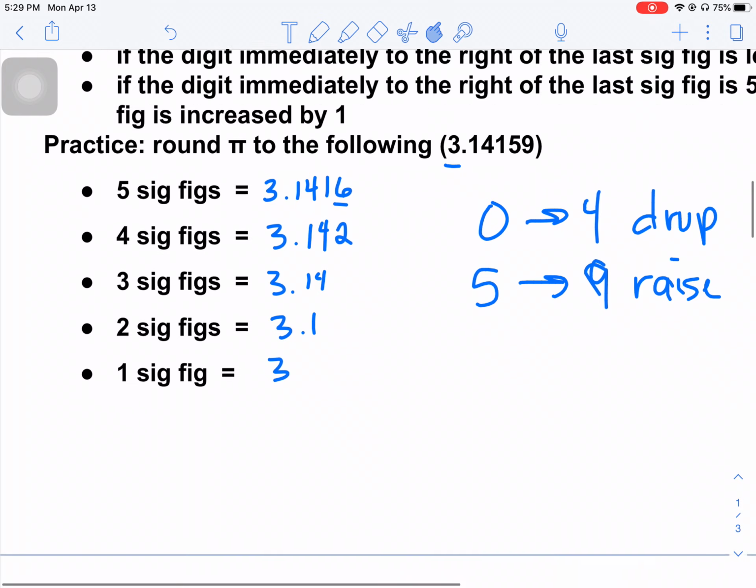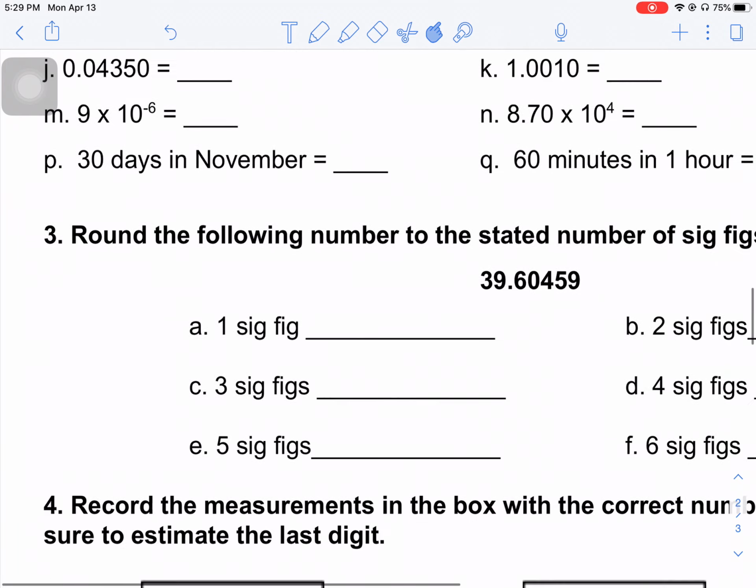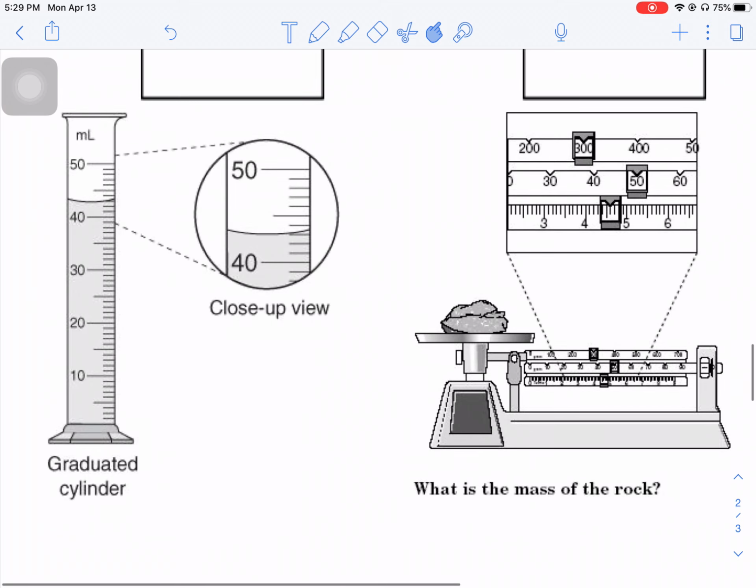All right. Now, the next thing I want to talk about is measurements, and I think the best way I can do this is just by showing you some measurements.